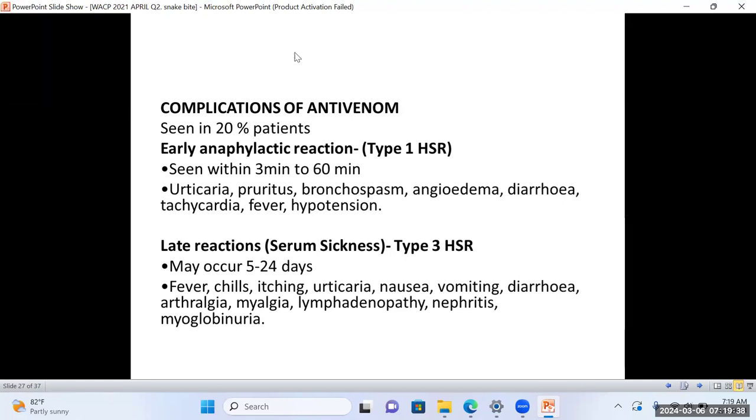Now, late reactions would include serum sickness, which is a type 3 hypersensitivity reaction, and may occur within 5 to 24 days of administration. So that's why you advise the patient to look out for those signs: fever, chills, itching. This is an antibody immune complex type of reaction. So the patients here have more of AKI, so you want to look out for it and counsel the patient on the signs of that and to present in time.